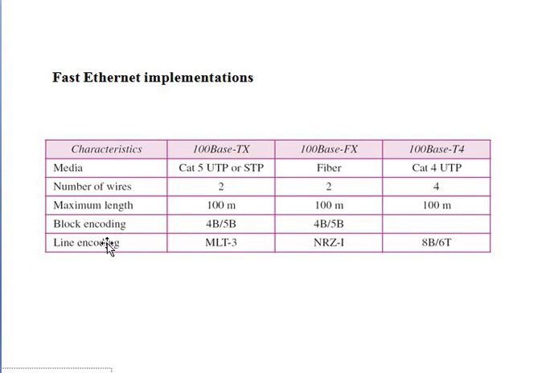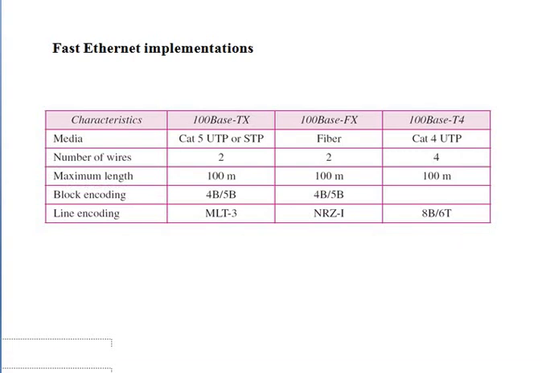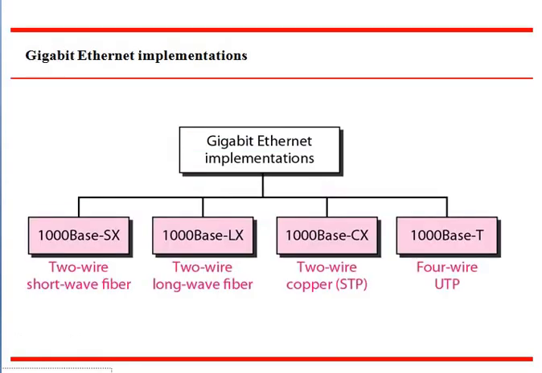And next we have block encoding. Block encoding for 100BaseTX is 4B/5B, and for 100BaseFX we are also going to use 4B/5B. Line encoding for 100BaseTX is MLT-3, for 100BaseFX NRZ, and for 100BaseT4 we are going to use 8B/6T.